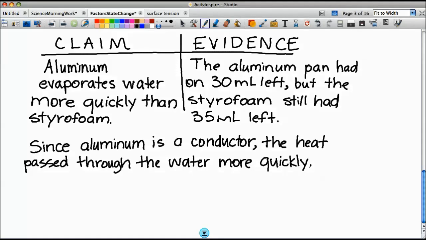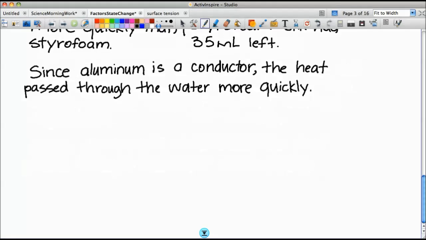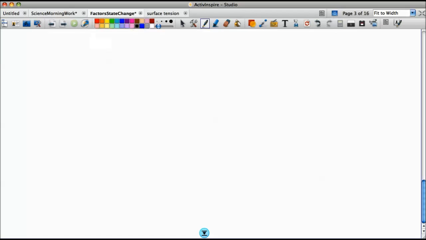Okay, what's the last one? Adding a substance. How did we test that? Do you remember what we did to test that? Kaylee? Yes, so the substance we added to the water was salt. So we added salt to one of them. And the other one, we left it plain. Did it make a difference as far as how fast?